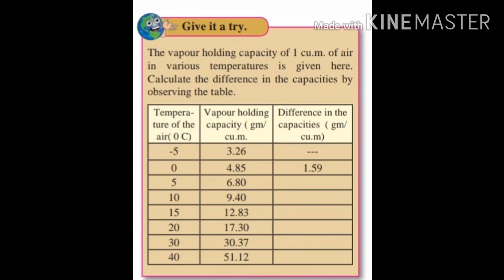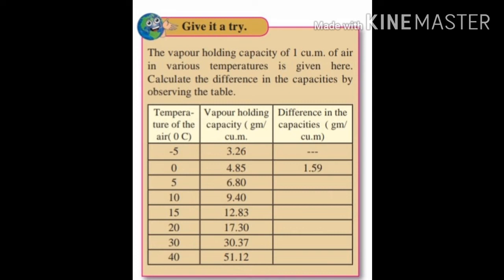What is the difference between them? 1.59. In such a way we have to take out the difference. How are you going to take out the difference? Here 4.85 minus 3.26. The answer will be 1.59. In such a way, subtract the above number from the next number. Then you will get the difference.